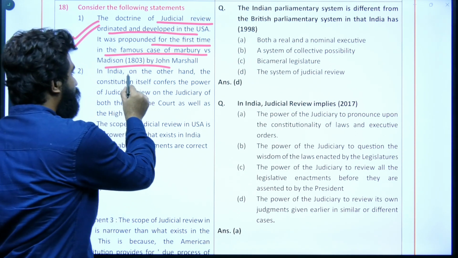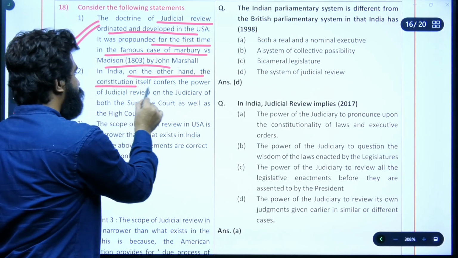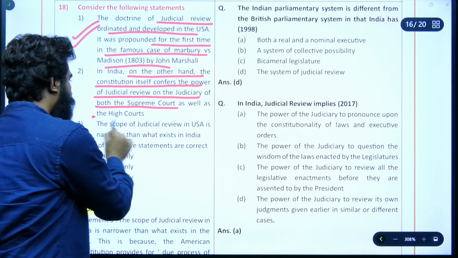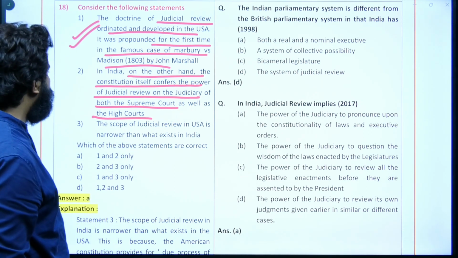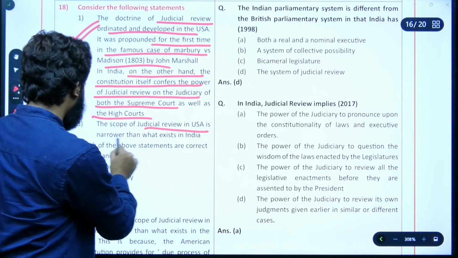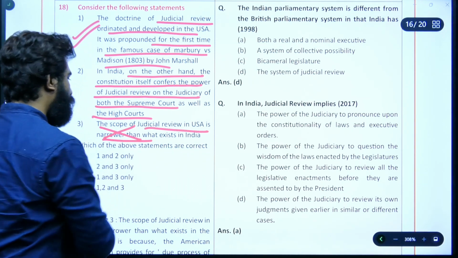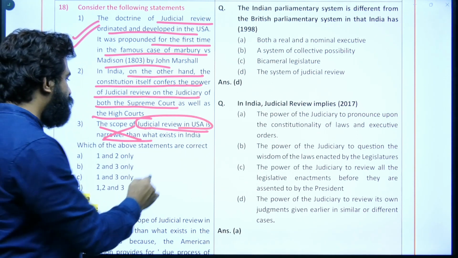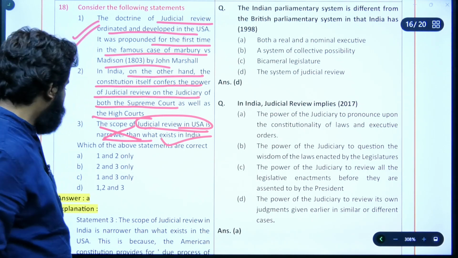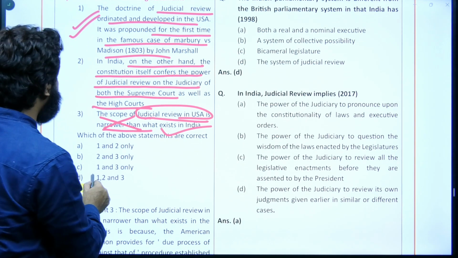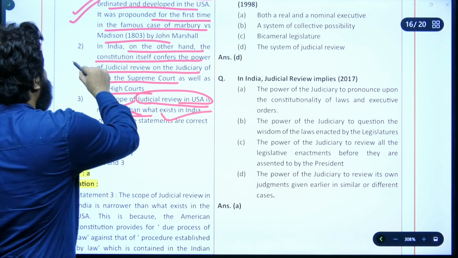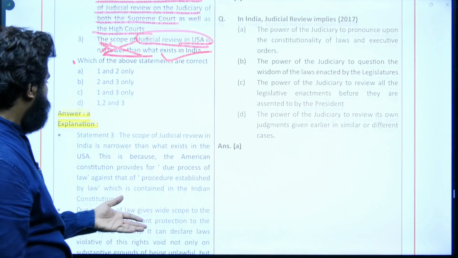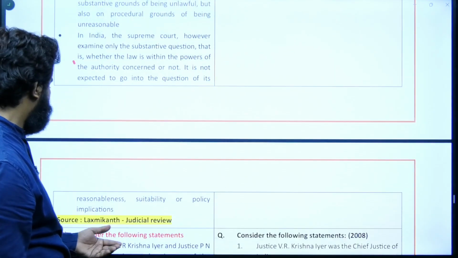In India, on the other hand, the constitution itself confers the power of judicial review on both the Supreme Court as well as the High Court. The scope of judicial review in the USA is not narrower, it is actually broader. The scope of judicial review in the USA is very broad, and it actually exists in India. So statement 3 is wrong, statements 1 and 2 are right. Come to 1, come down.